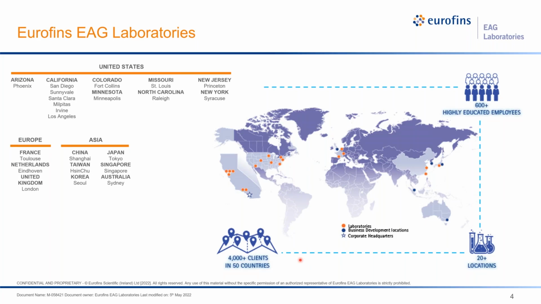So what is Eurofins EAG? Well, first, let me say a little bit about Eurofins. Eurofins is a global leader in laboratory testing with more than 58,000 employees, 900 laboratories in 54 countries. Eurofins EAG specializes in materials testing, and we've been around for more than 40 years. We have more than 600 employees and about 20 laboratories all over the world. We have 2,500 types of instruments in our labs, and we work with about 4,000 clients. So we're a really large company. We've been doing this for a while.